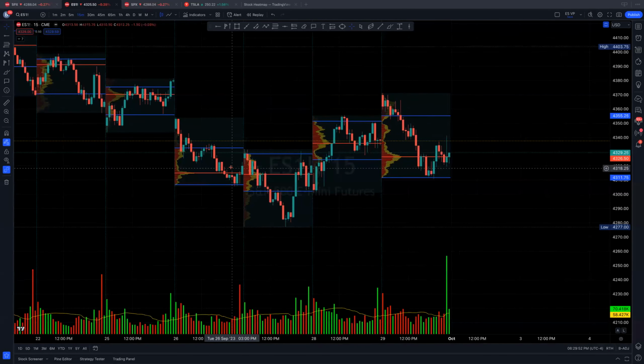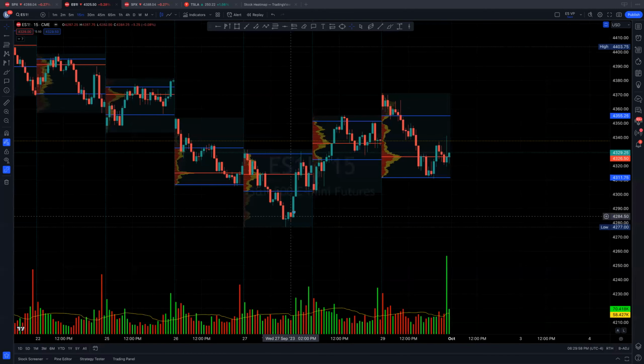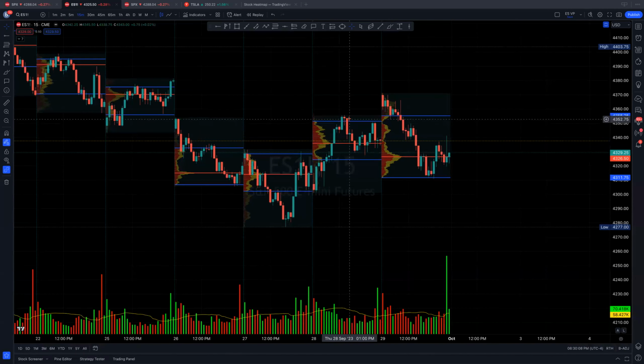So in terms of value, value was being held above and not being moved below. Massive recovery in the market, sold off, recovered, sold off again, and then we had a massive move to the upside.